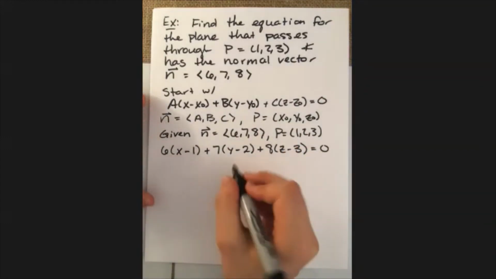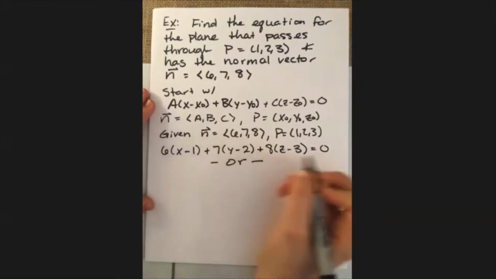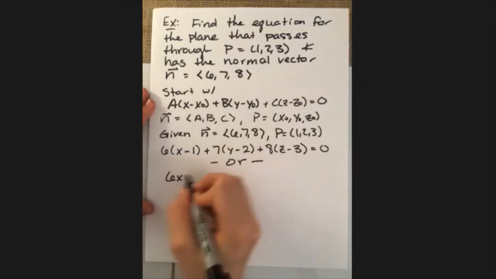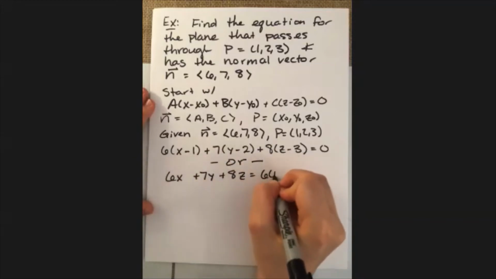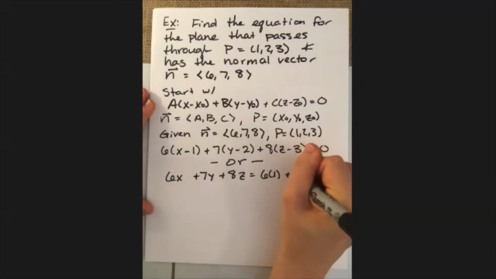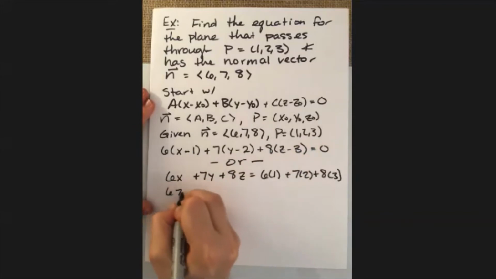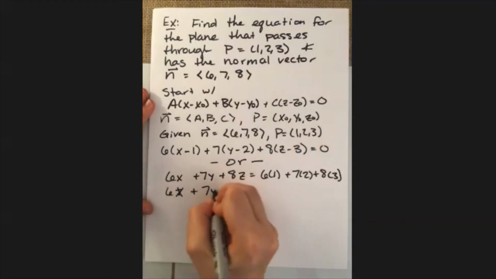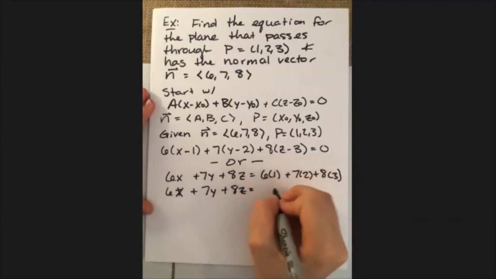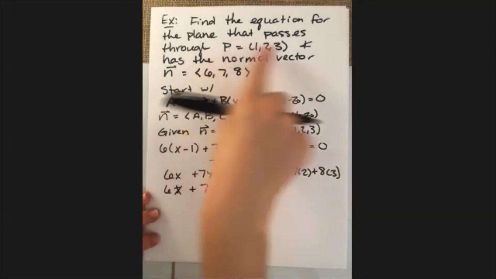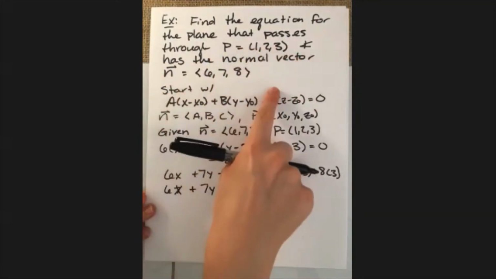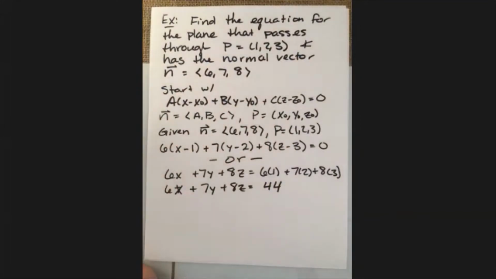We can rearrange this a little bit to get that other format if you want. So we get 6x plus 7y plus 8z is equal to 6 times 1 plus 7 times 2 plus 8 times 3. Simplifying that down, 6x plus 7y plus 8z is equal to 44. So either of these two equations are our equation for this plane that passes through the point P equal to (1, 2, 3) and has normal vector (6, 7, 8).